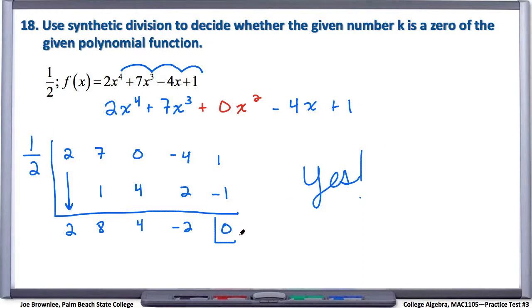If we got some other remainder, if we got 5, for example, or -13, or 26, or something else other than 0, then 1/2 is not a 0. And all that means is that if you were to graph this polynomial, even on your calculator, you would see that at the x value 1/2, the function value is 0. All right, but in this case, number 18, yes, 1/2 is a 0 of the given polynomial.